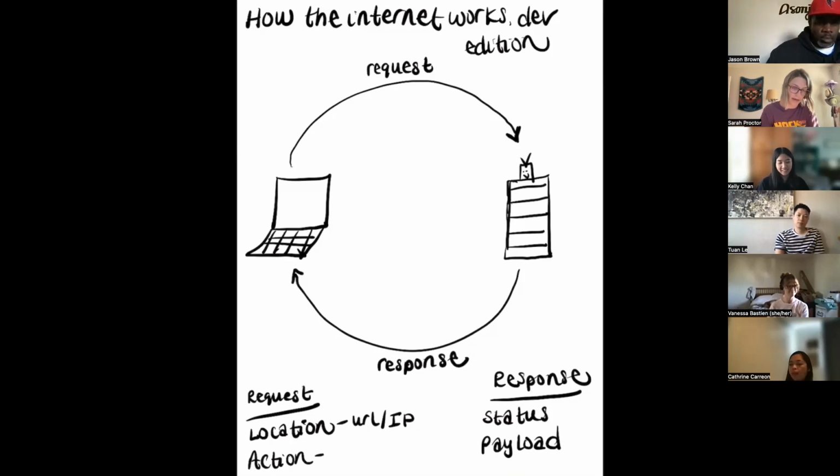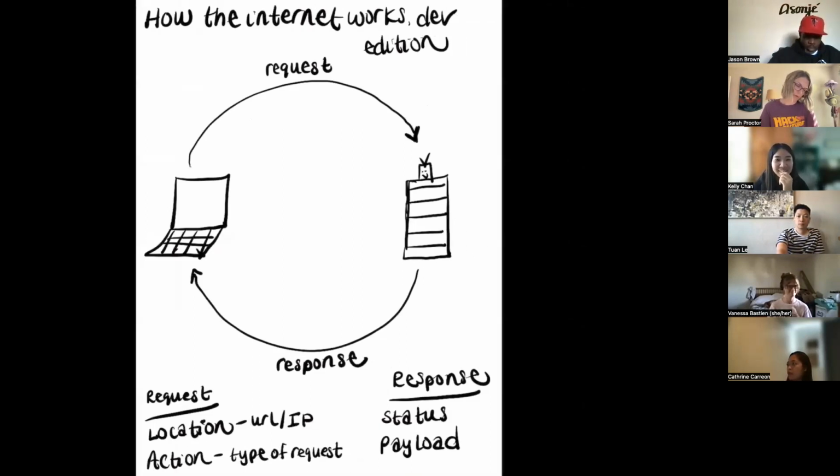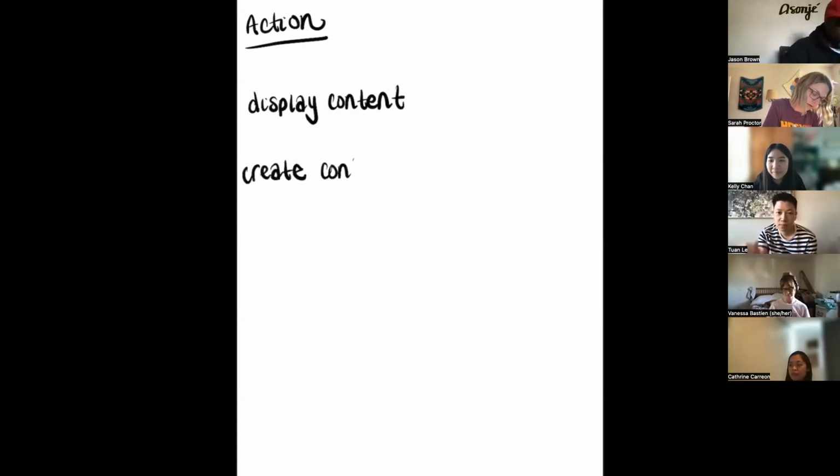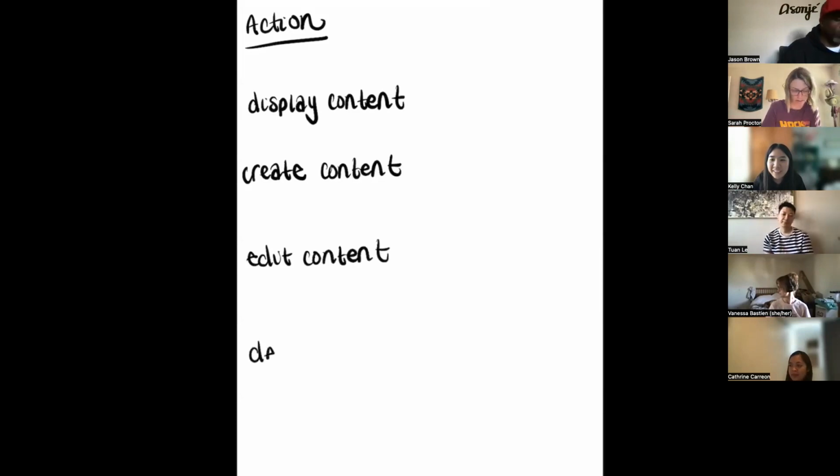The second part of the request is the action. The action describes the type of request that we're going to make. And as a developer, it's your job to figure that out. So the action is the type of request. And for that, I'm going to switch over to the next page here so that we can talk about the action in a little more detail. So generally speaking, there are 4 types of actions that we would want to achieve with our code. We would want to be able to display content, we'd want to be able to create content, we'd want to be able to edit content and delete.